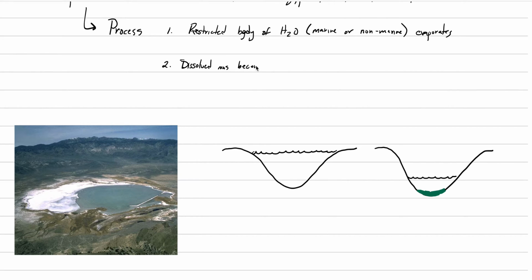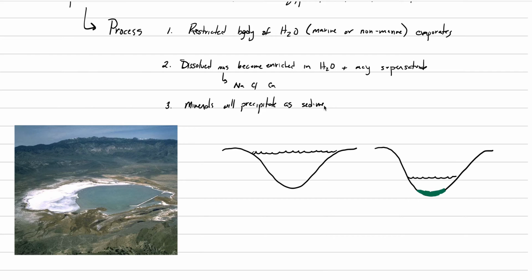Become progressively enriched in water and may supersaturate. So what are the ions I'm talking about? This is sodium, chlorine, calcium, all right? These are our building blocks to those minerals we listed above. And then finally, what will happen is that minerals will precipitate as sedimentary layers.